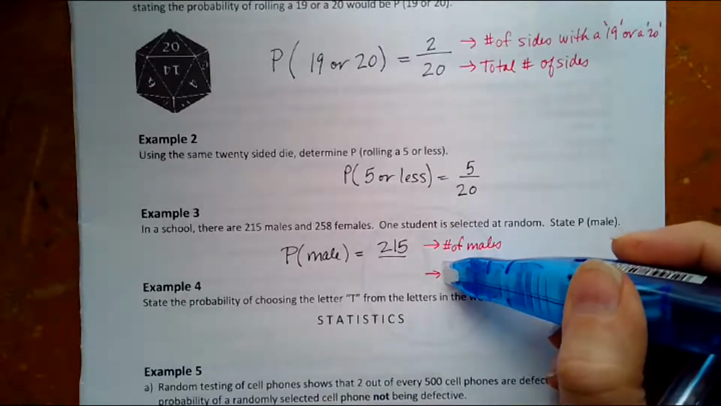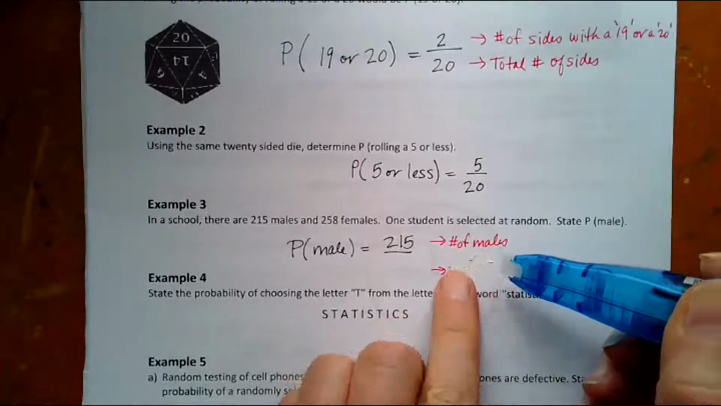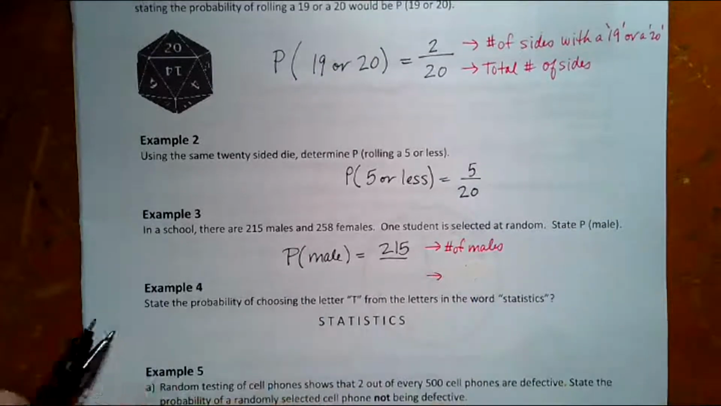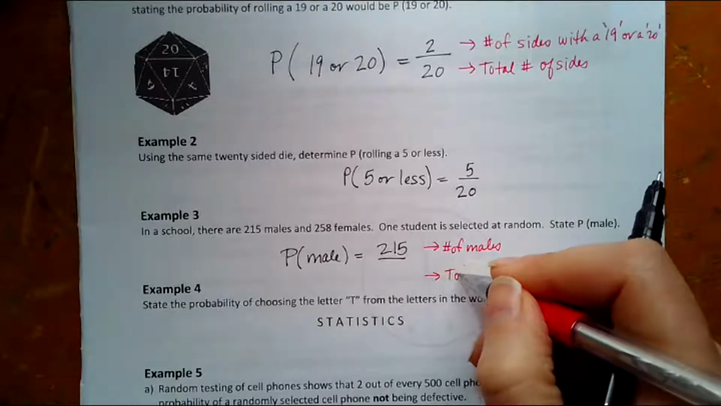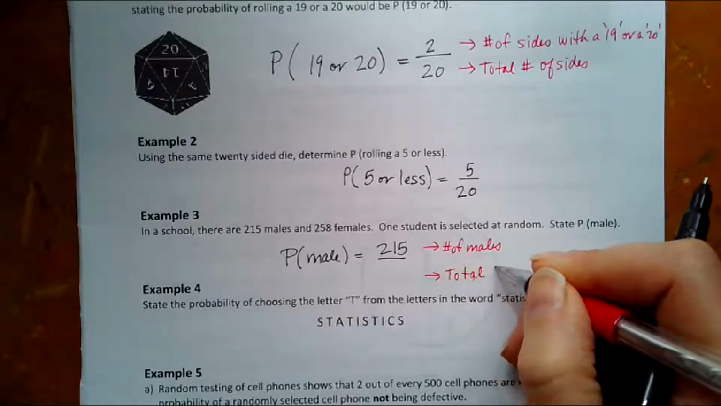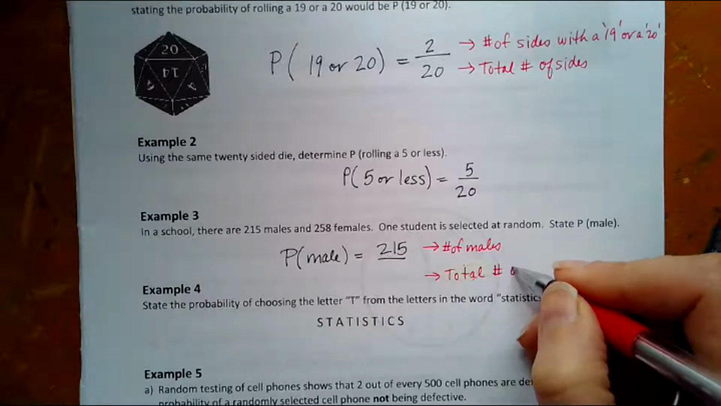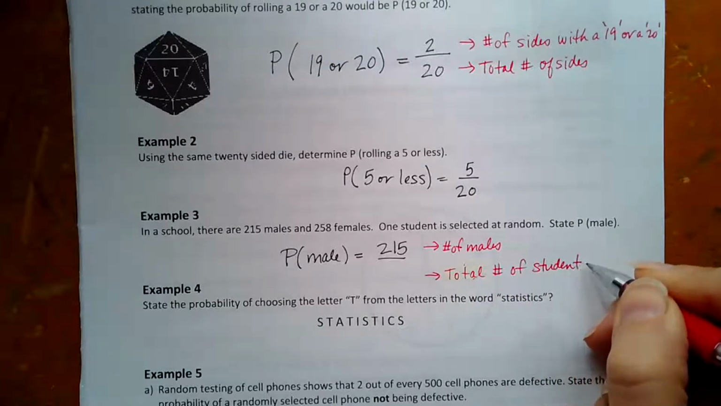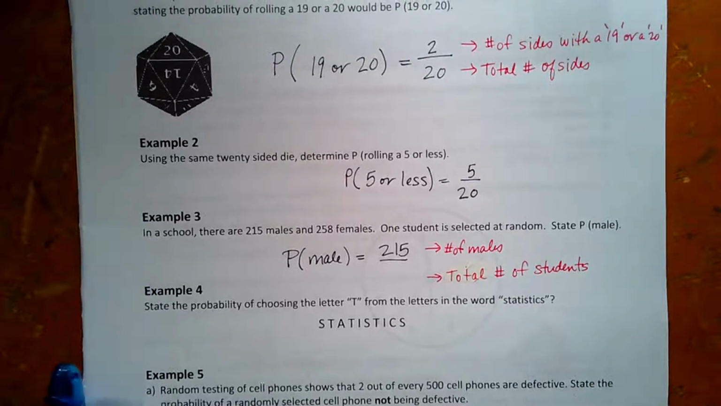Just going to erase this. Whoops, yikes. Trying to make it nice. And, okay, so the bottom number is always the total number of whatever we're talking about. So what are we talking about in this case? Students, total number of students. We're not talking about just males and females for the total. We're talking about the total number of the articles in question, total number of students.